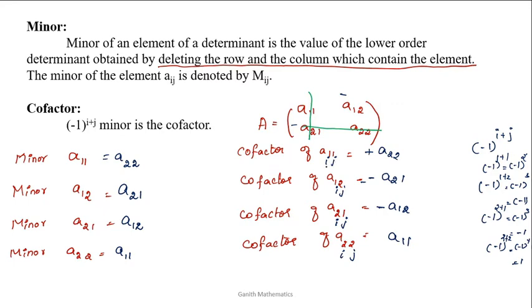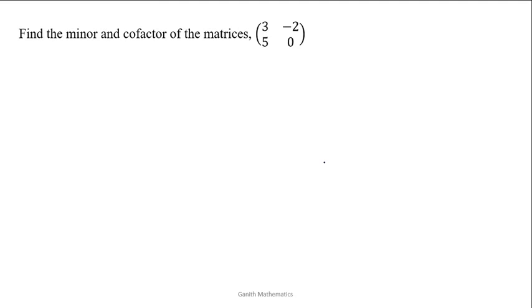Hope you understand this. Now we will move to the next problem so that you can understand how to apply this minor and cofactor concept. Find the minor and cofactor of the matrix. They have given 3, minus 2, 5, 0. Now we are going to find the respective minors and cofactors.